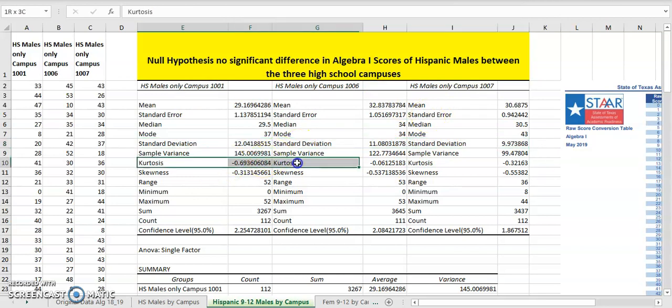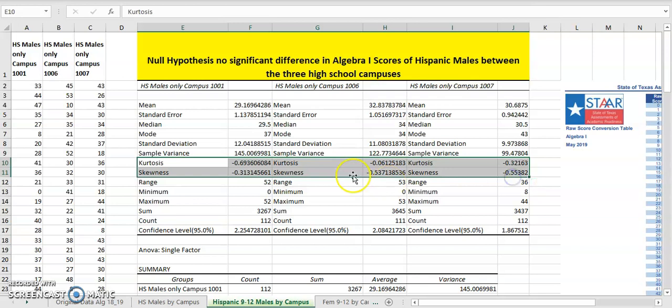My kurtosis and my skewness, my kurtosis is all negatives all the way across for all 3 campuses, and so is the skewness. A couple of things that I've researched about kurtosis is, for a normal distribution, a kurtosis of 3 would show what I call a bell curve. These are not 3, so there's some kind of plateau or spike. I'm thinking they're probably plateaus. I'm not sure at this level of my journey.